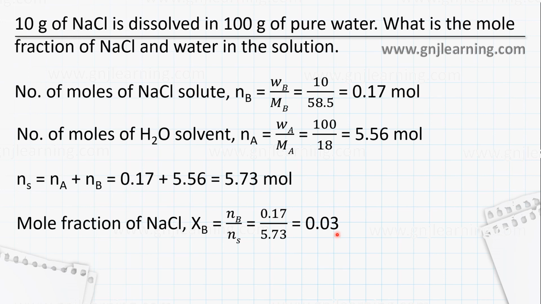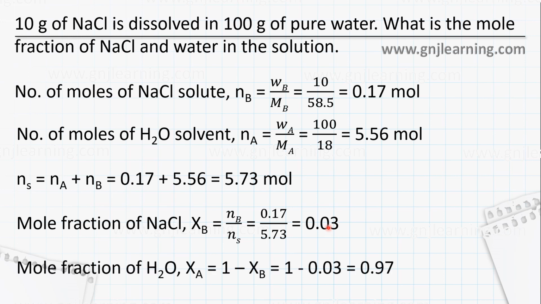And as I have pointed out, we don't have a unit for the mole fraction. And for mole fraction of water, applying the formula of the previous slide, XA is what we have to know. XB is already found out. So XA is equal to 1 minus XB. From which equation do we use this? XA plus XB is equal to 1. Mole fraction of the solution is equal to 1. So XA is equal to 1 minus XB, that is 1 minus 0.03, which is equal to 0.97.